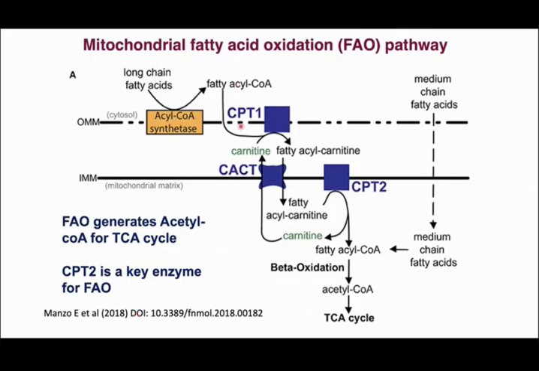Fatty acids first have to be transported inside the mitochondria through the enzymes CPT1 and CACT. Once in the mitochondria, they go through a process called beta oxidation, and then generate acetyl-CoA used in the TCA cycle to generate energy. So these are the three key enzymes for FAO. Because there are different isoforms, we started by targeting CPT2 here. So the question was, if we block this, does that affect the cell function?